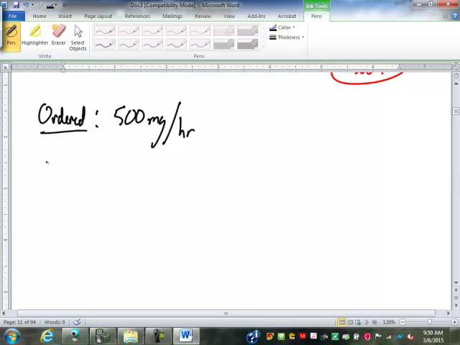And on the label for the bag, we see that this is mixed 500 milligrams per 20 milliliters. Oh, it's 50, sorry, 50 milligrams per 20 milliliters.